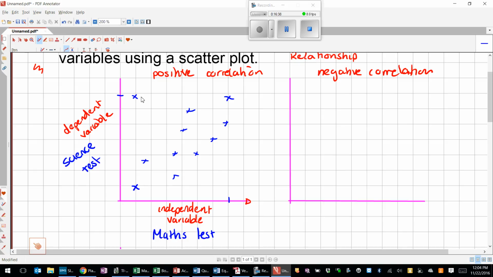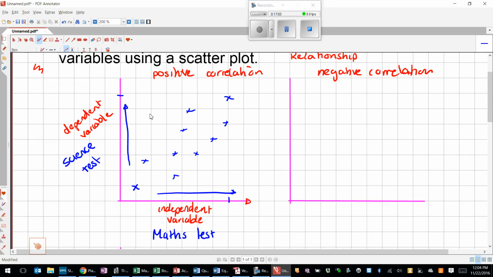But basically, if I forget this person at the moment, for all my people, as I get better at one, I get better at the other. This would be what I would call a positive correlation, because the dots kind of go up. As my maths test increases, so does science. So they both increase. Okay?